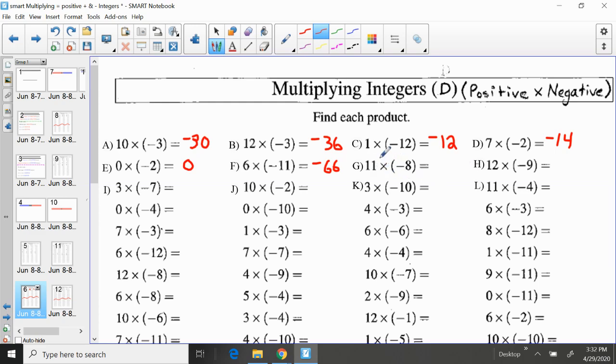So let's finish this row up through G. Positive 11 times negative 8. A positive times a negative, that answer is going to be a negative. 11 times 8, that's 88. So my answer is negative 88. And here, positive 12 times negative 9, positive times negative. I know the answer is going to be negative. 12 times 9 is 108. So my answer is negative 108.